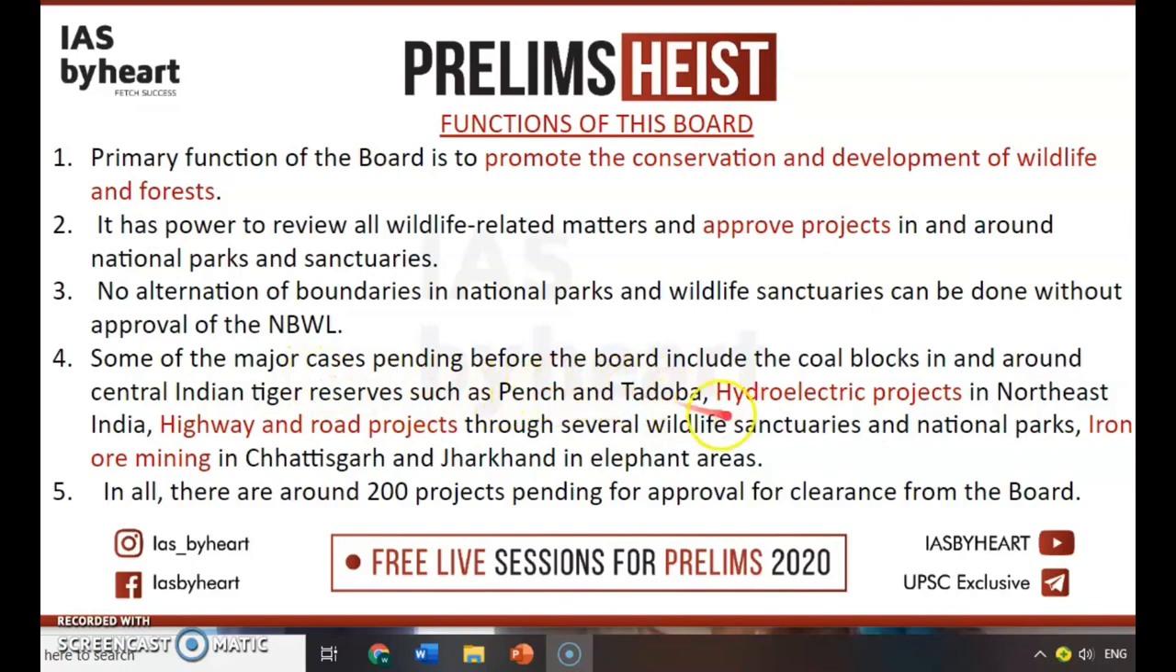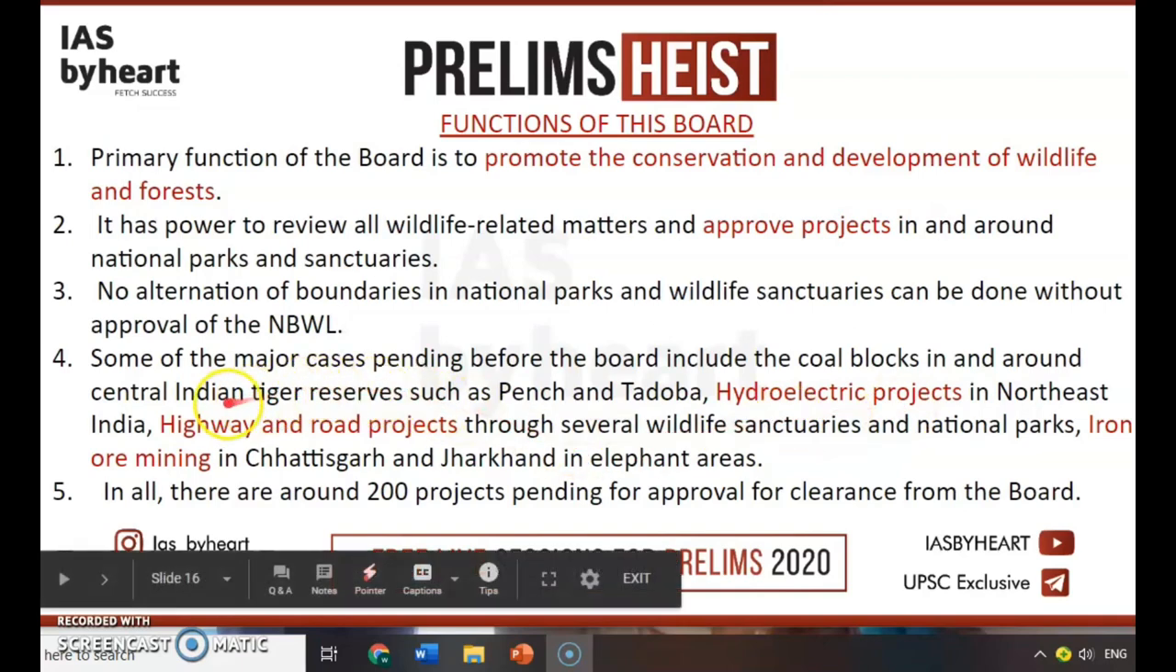Such cases include hydroelectric projects in Northeast India, highway and road projects through several wildlife sanctuaries and national parks, and iron ore mining in Chhattisgarh and Jharkhand. So there are around 200 pending projects awaiting clearance from this board.